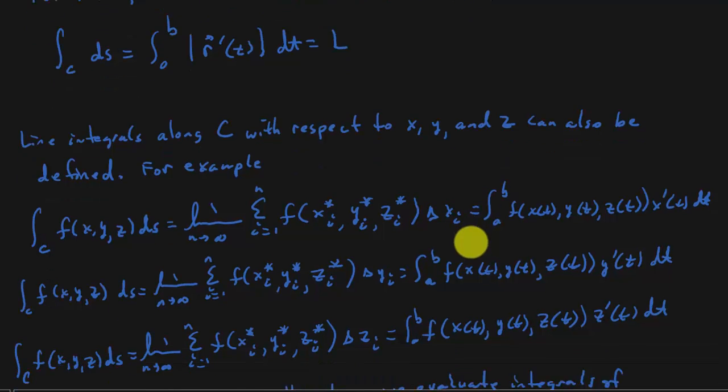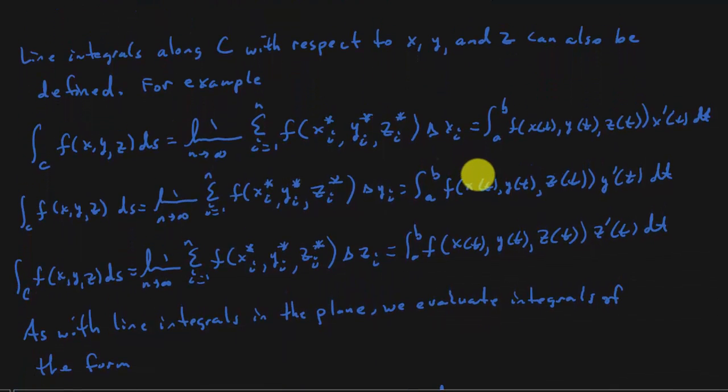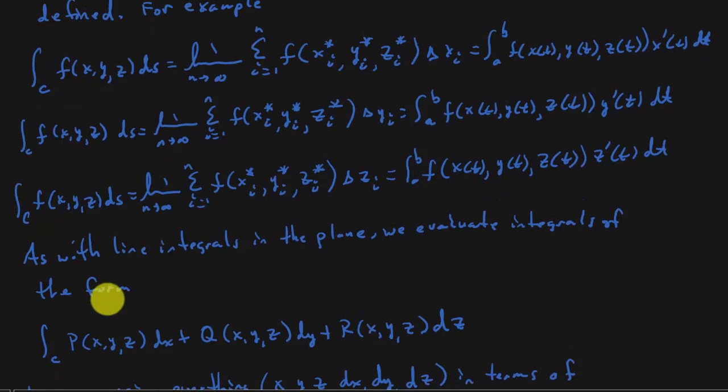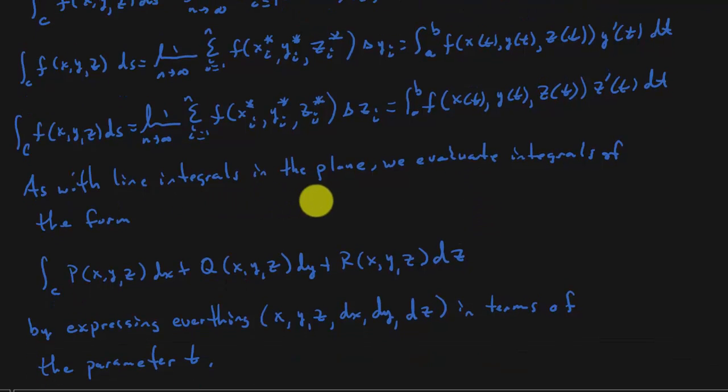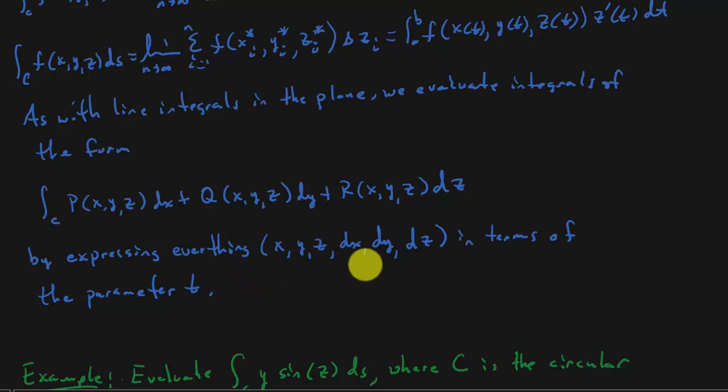All right. So line integrals along C with respect to x, y, and z can also be defined, for example, this. And this right here is just what we did a while ago, but we were just in x and y. So you can do it when it's in terms of x, y, and z. It's the same thing that we just did. And as with line integrals in the plane, we evaluate integrals of this form by expressing everything, x, y, z, dx, dy, dz, in terms of the parameter t. That was the last example we just worked.